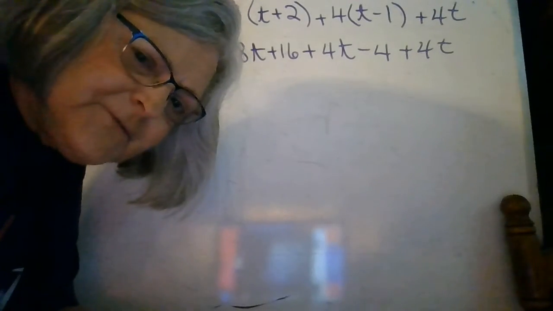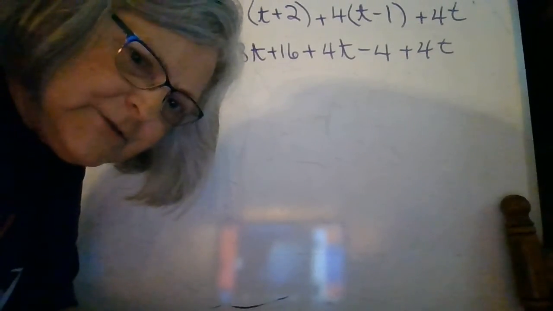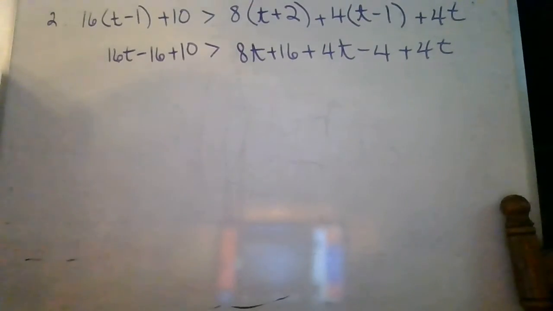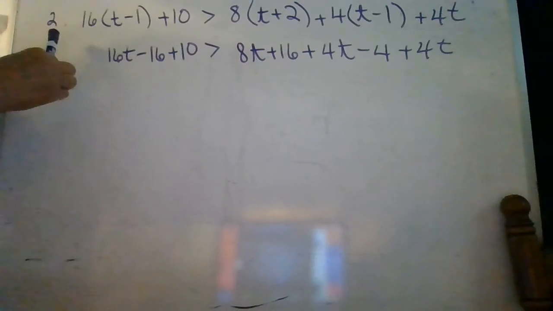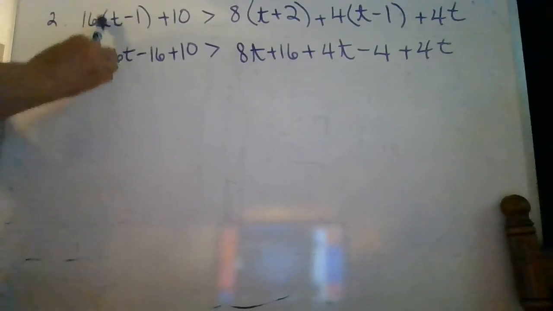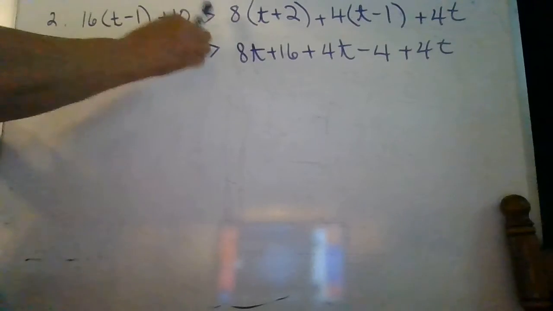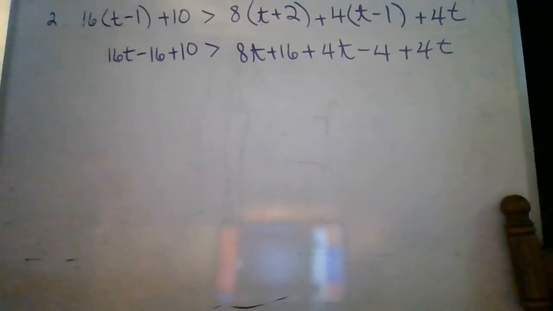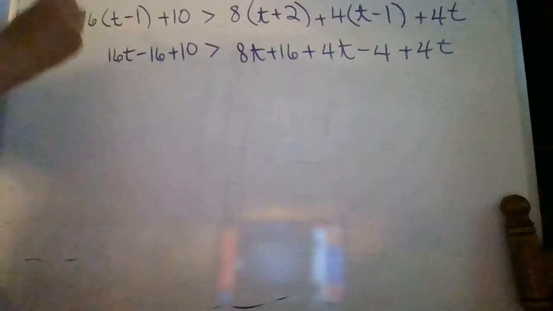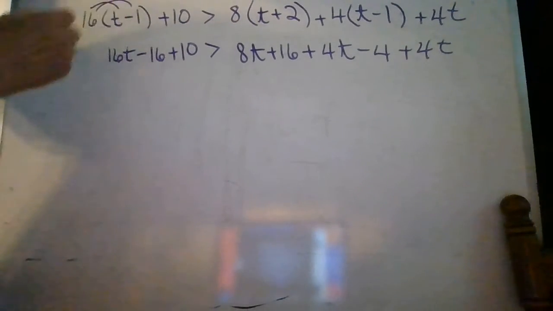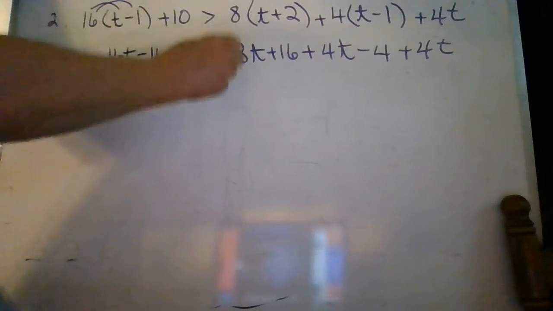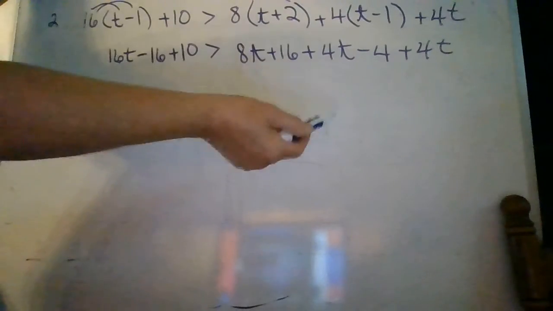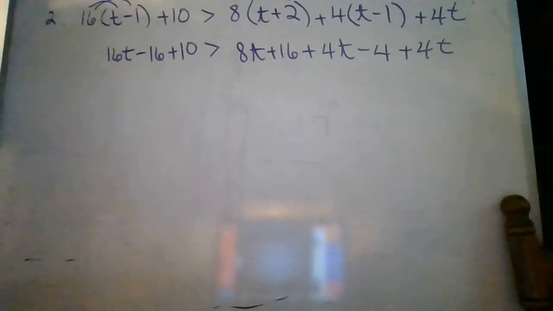Grab your paper. This is the first sheet on the last ones that you sent me. So, I wrote the problem down, hopefully correctly. 16 times (t minus 1) plus 10 is greater than 8 times (t plus 2) plus 4 times (t minus 1) plus 4t. So what I did here, I distributed, and you did this on your paper. I followed it on your work. And also you did this correctly. Plus 16 and 4t minus 4 plus 4t. All that you did good.